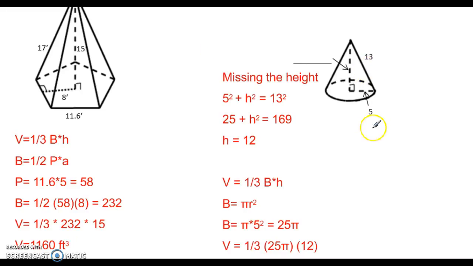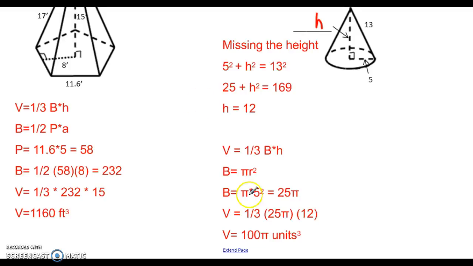Now, over here on my cone, I'm missing a piece. Sometimes you're going to have to use Pythagorean theorem to find the thing that you need. I'm missing the height, so I had to use Pythagorean theorem by doing 5 squared equals h squared plus 13 squared to solve for my missing h right here. We ended up getting that h is 12.